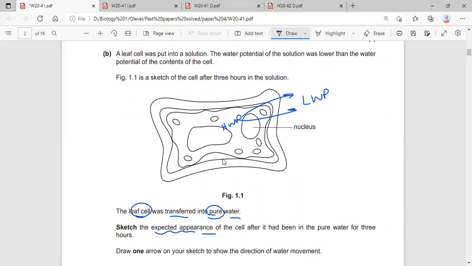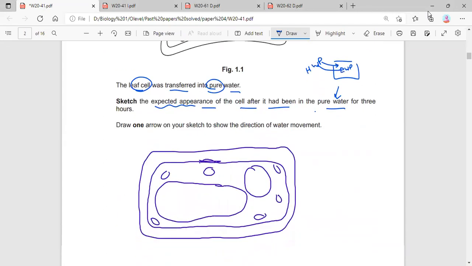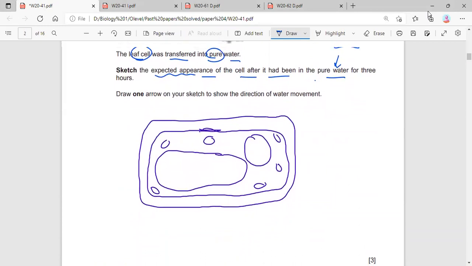Sketch the expected appearance of the cell after it had been in the pure water for 3 hours. In this question, he told you that he put it in pure water. So if the cell is in pure water, this means that there is high water potential outside, low water potential inside the cell, so the water will move inside the cell. So how will you draw it? It should be something that looks like this.